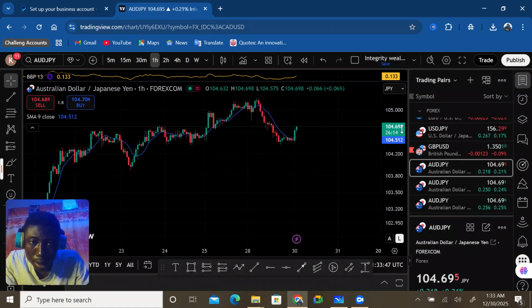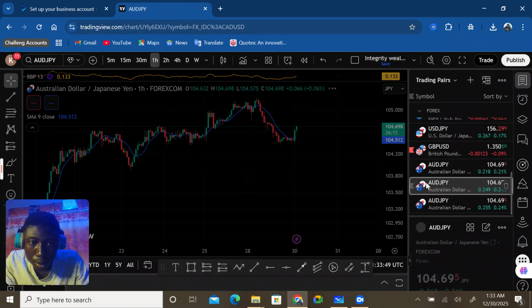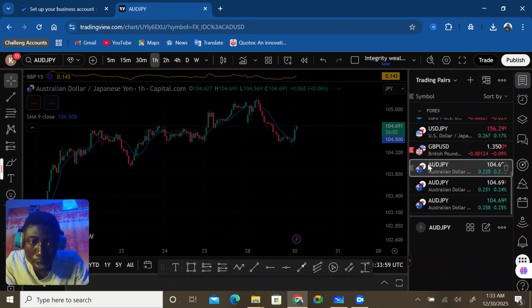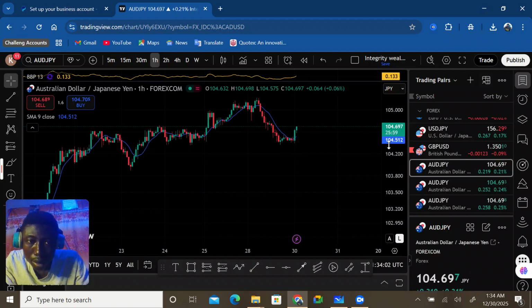With capital.com, USDJPY is at 104.691. Now let's go to this side. Now this one is 104.697, you see, and 8. That is the difference in this bracket.